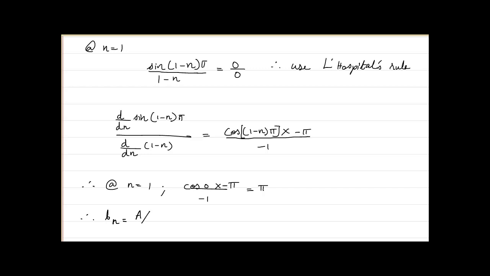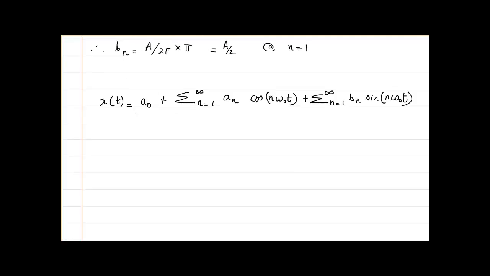a divided by 2 pi into pi, which gives me a by 2, and that only at n is equal to 1. At all other values, its value comes out to be 0.